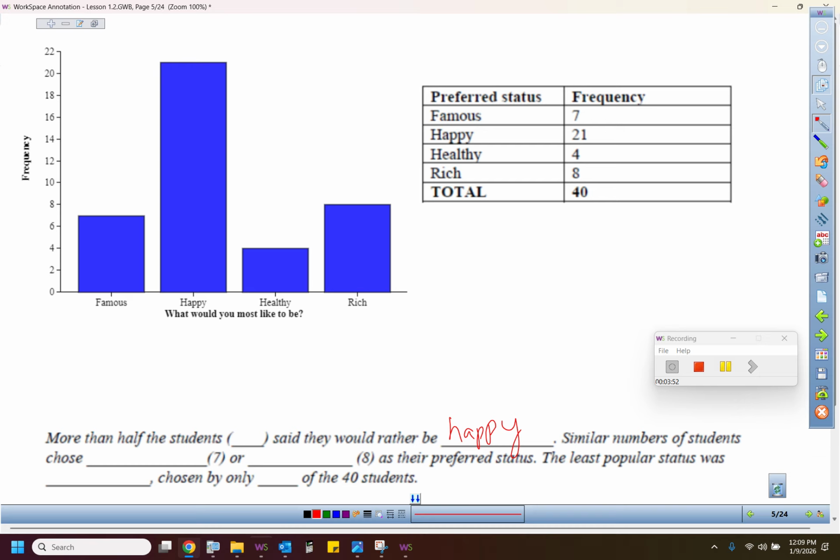So you can see it in 2 different places. They have the chart to see it, but sometimes they don't have that, and you have to read the bar chart itself. So you would trace this over, and you see it's between 20 and 22, so that would have to be 21, but doesn't it totally tell us that there also? So 21 said they would rather be happy. Similar number of students chose blank, but you see how it has 7 after it? So which one would go there if 7 people said that? Which one? Famous.